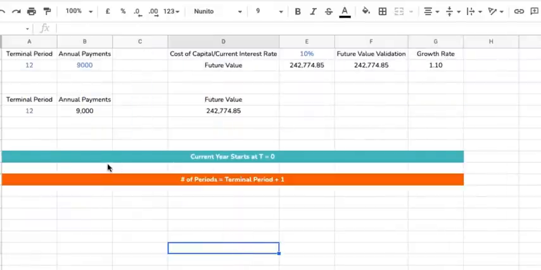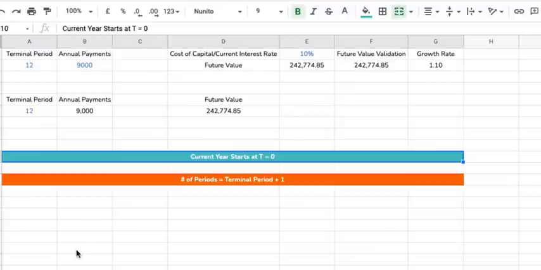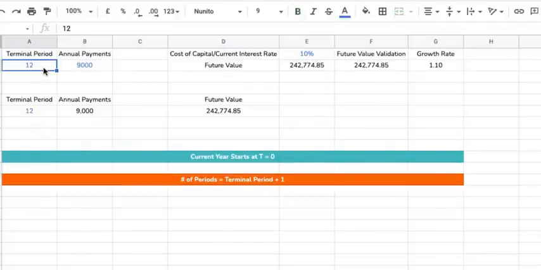So again, I'll start with the assumptions, which are the same. The current year starts at t equal to 0 and the number of periods is the terminal period plus 1. So the terminal period is 12 again, so 12 plus 1, 13 periods, right? And let's first understand, what if we pay 9,000 per period? What will be the future value of these 13 payments?